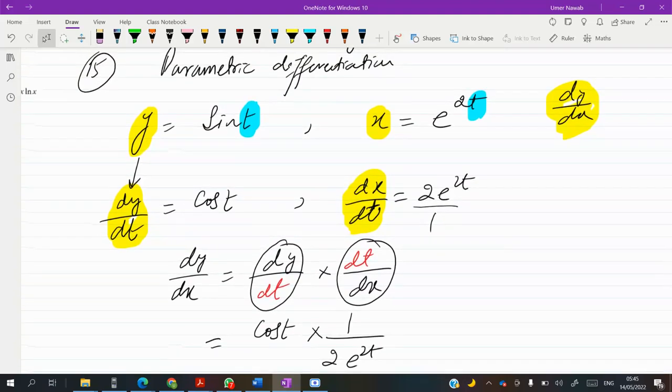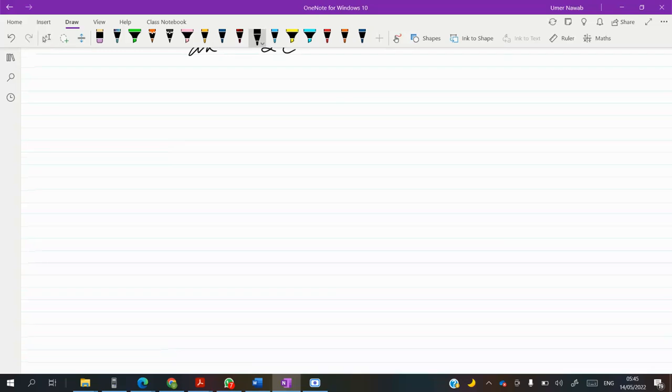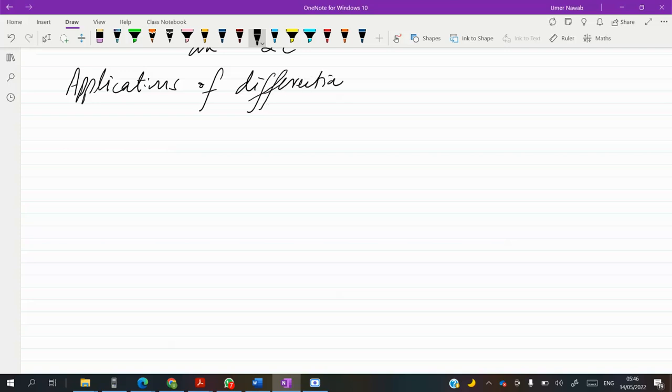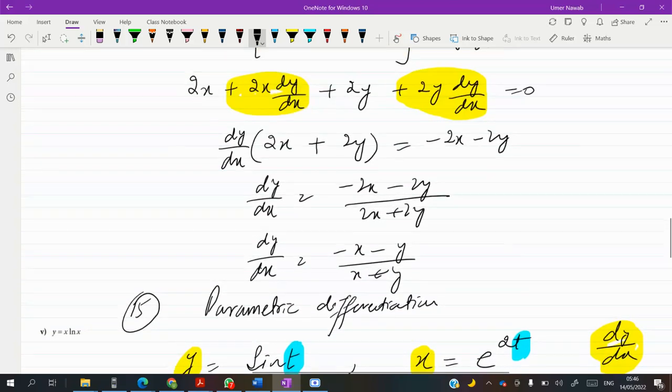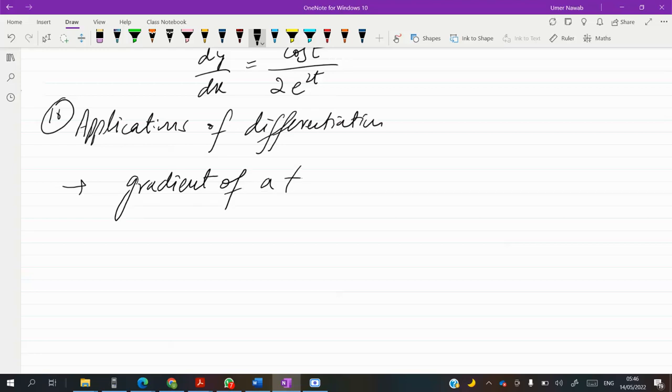So as far as the rules of differentiation in the A2 course are concerned, I have discussed them with you. Now we come to the application part: applications of differentiation, which are included in your course. So 16th one, applications. Number one is gradient of a tangent and normal.